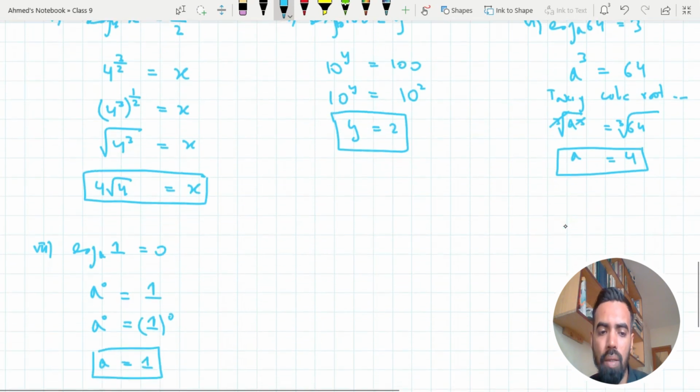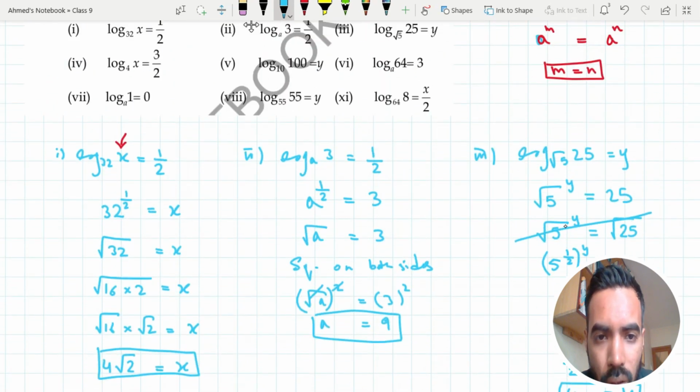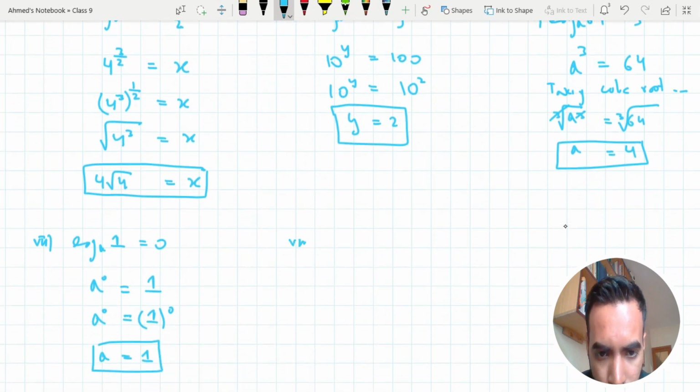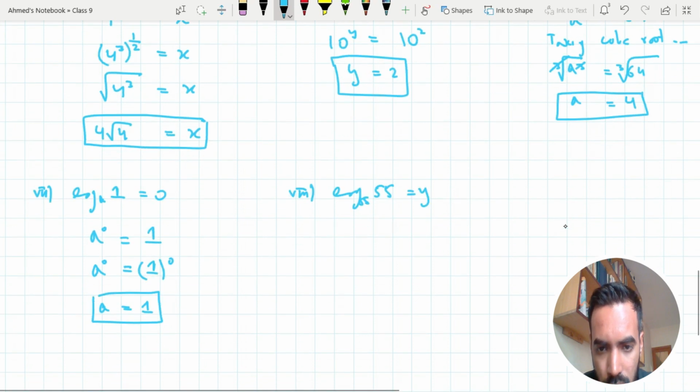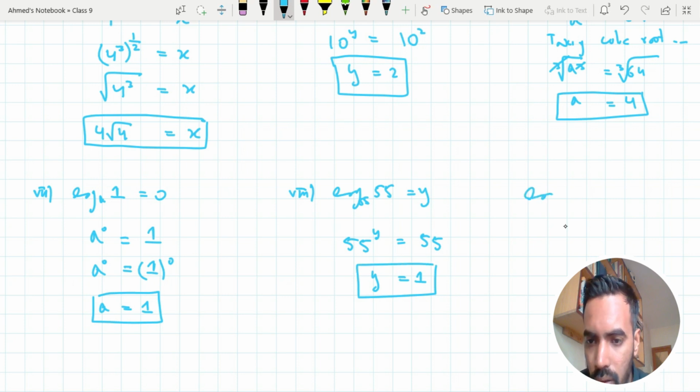I applied the same rule here. Now part 8, log 55 with base 55 equals y. So it will be 55 to the power y equals 55. The base is the same, so the power here is nothing, it means the power is 1. I can easily write y equals 1.